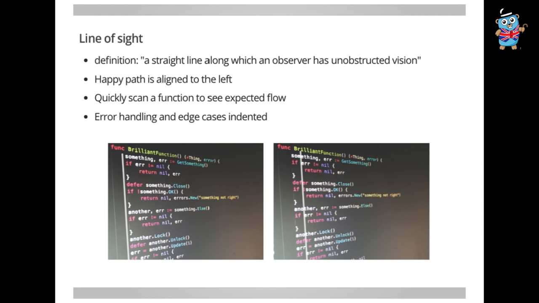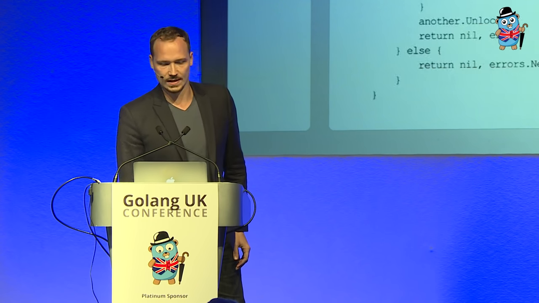The definition of line of sight is a straight line along which an observer has unobstructed vision. And that's really what that is, if you think about it. Looking at a function, there are no obstructions, it's not complicated, you can just see it.